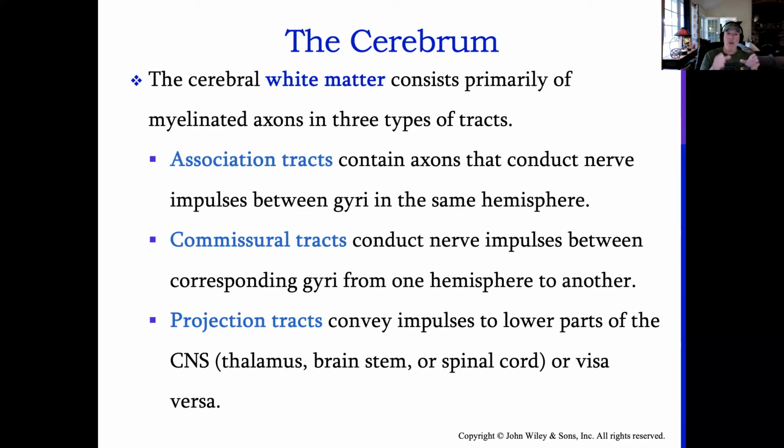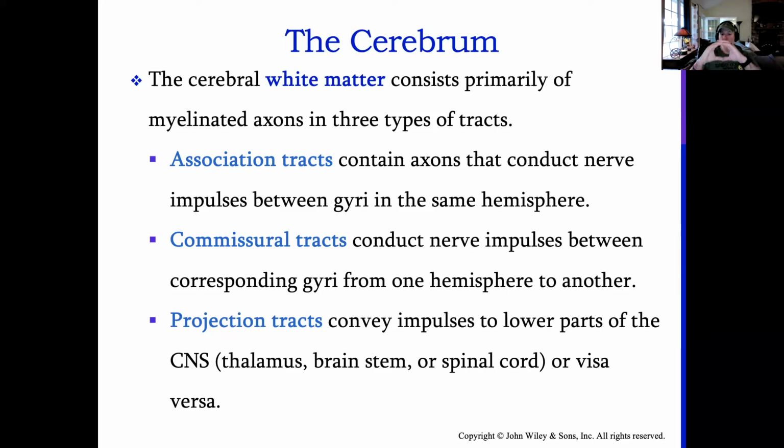So what we have are these myelinated white tracts, which are going to carry signals in different directions within the brain. Association tracts conduct nerve impulses between gyri within the same hemisphere. All right, so if I've got my right hemisphere and left hemisphere, association tracts are just going to stay in this right hemisphere. And a lot of times they're running from front to back. Commissural tracts are going to run from left to right or from right to left. Okay, they're going to run back and forth.